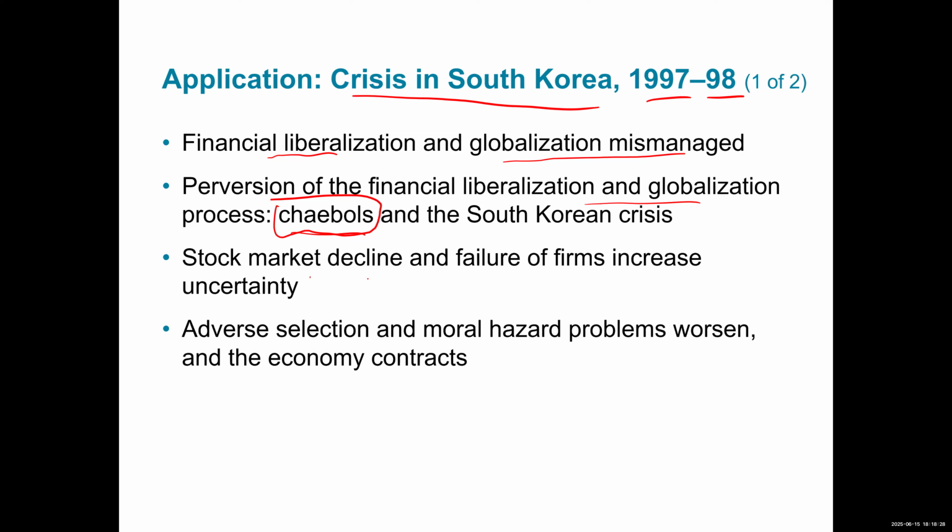The stock market started declining, and failure of firms increased uncertainty, adverse selection and moral hazard problems worsened, and the economy contracted. But that crisis was very brief. It lasted only for a year, and then the economy recovered. But it started with the mismanagement of financial liberalization or globalization.